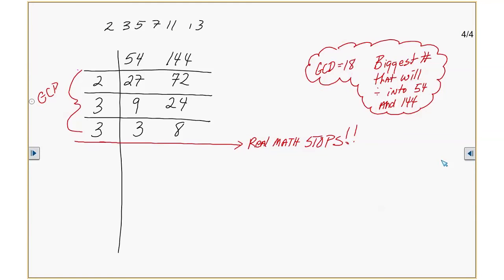Got a question? What's the question? Ask. That's what I'm here for. I'm sorry, what? Take the 3 numbers, the greatest common divisor, take those 3 numbers and multiply. 9 times 2 is 18. Or 2 times 3 is 6. 6 times 3 is 18. Or 3 times 6 is 18. However you want to do it.